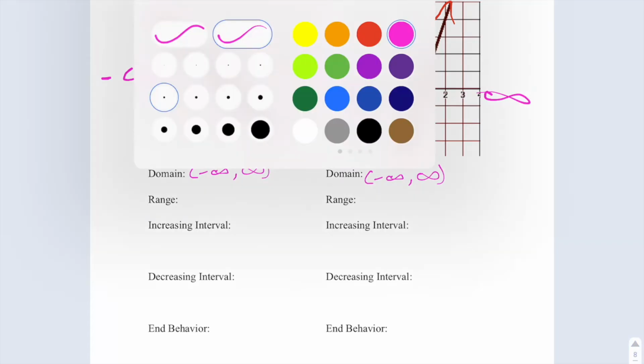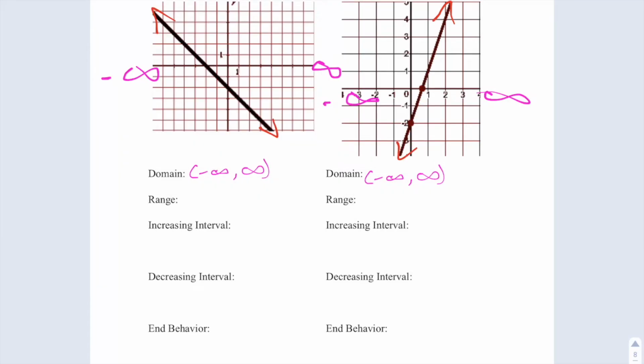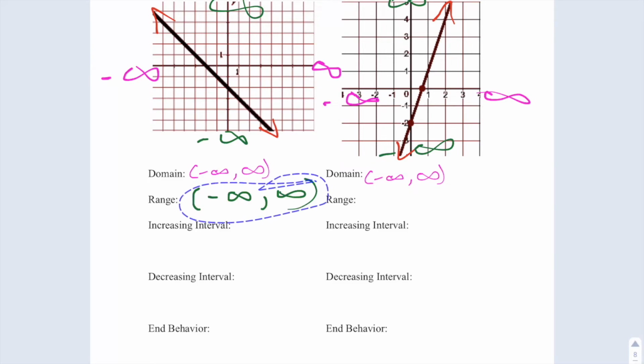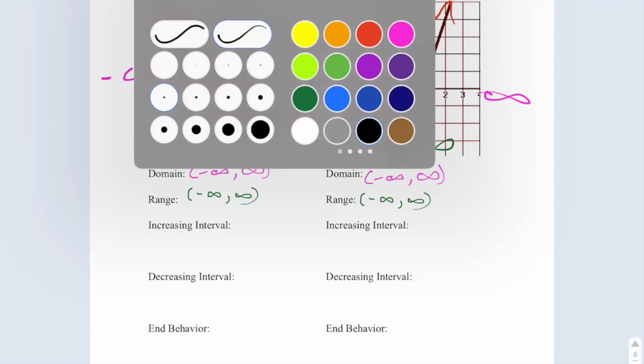Now let's take a look at the range. Again, the range is the y value. The y values start down here at negative infinity and they end up here at positive infinity for both of these graphs. And because these graphs go on forever, in addition to the domain, the range is also going to be negative infinity to positive infinity, because eventually every single y value will be touched by these continuous lines.